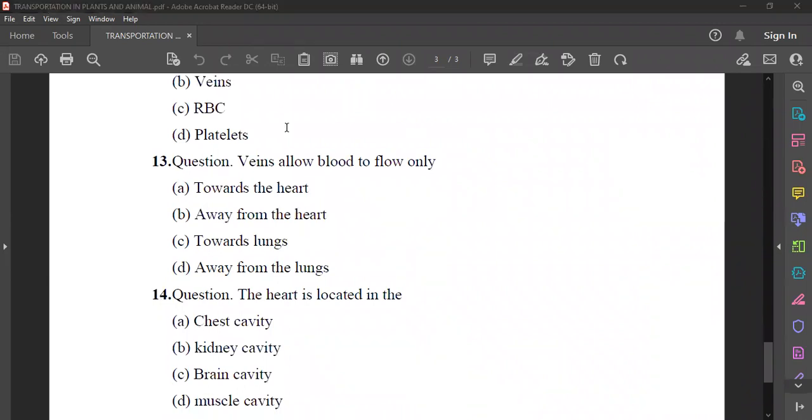Okay, 13th one is for Srusti. What is the answer for 13th? Veins allow blood to flow only dash: towards the heart, away from the heart, towards lungs, away from the lungs. What is the answer, Srusti? Okay. Wait.